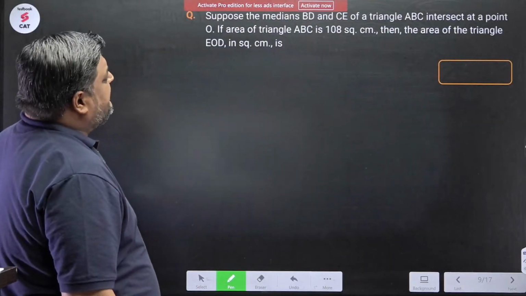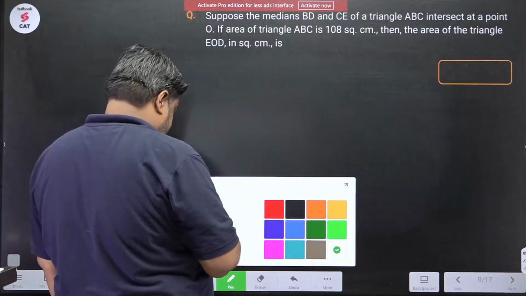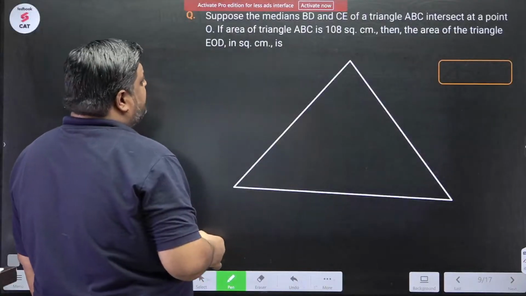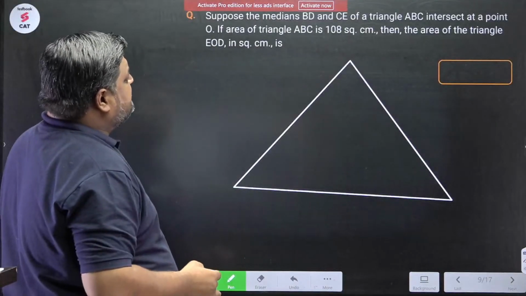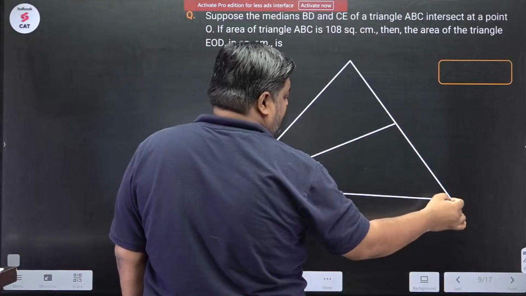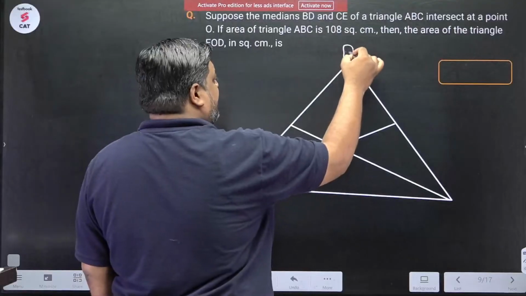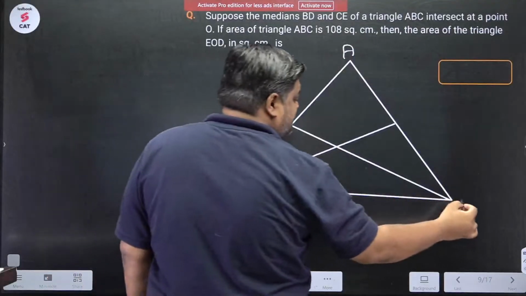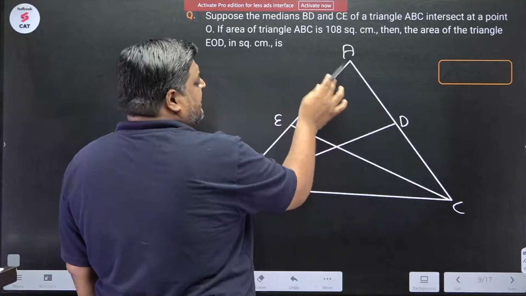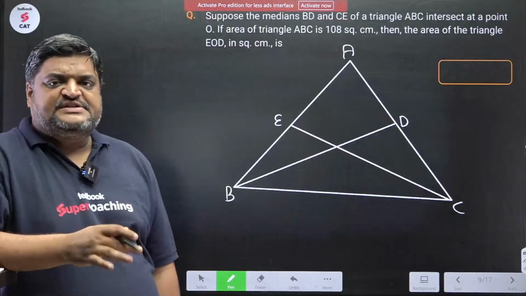Dekho, suppose the medians BD and CE of a triangle ABC intersect at point O. Let's draw the triangle ABC. The medians BD and CE. Okay, let this be the median BD and let this be the median CE. Okay, let's name it triangle ABC. BD is a median and CE is a median. Median matlab kya? AD is equal to DC and AE is equal to BE. Median matlab it splits the opposite side into 2 equal halves, right?